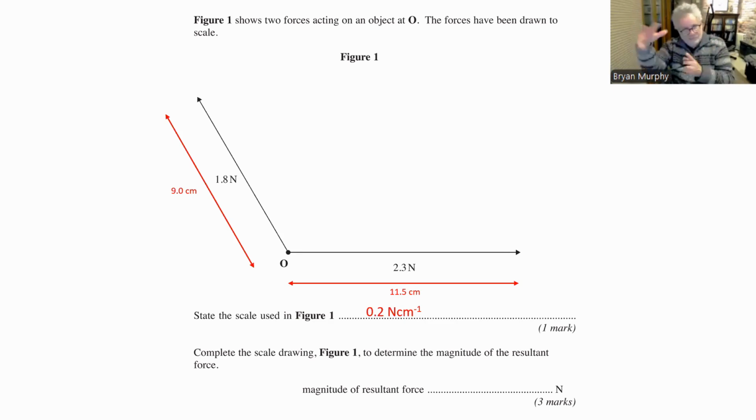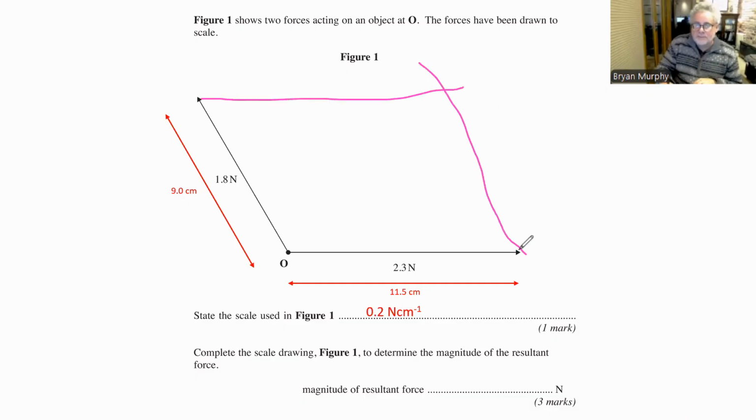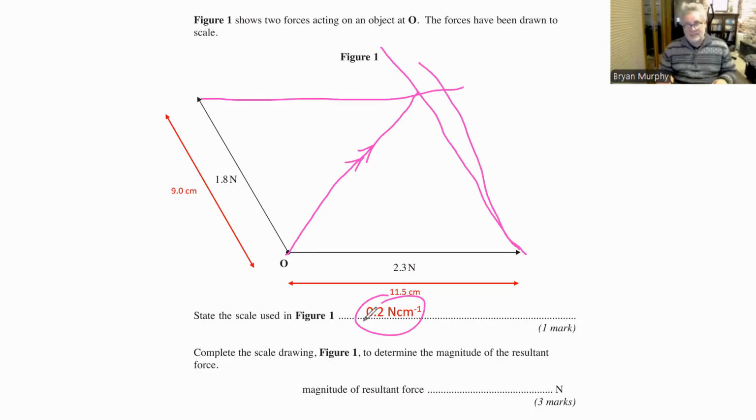And then you've got to complete the scale drawing to find the magnitude, only the magnitude, notice. So you do that, kind of, and then you find that. You measure its length. You use the scale to convert it back to newtons, and then you find the magnitude of it. It's not interested in the direction, so don't bother with that.